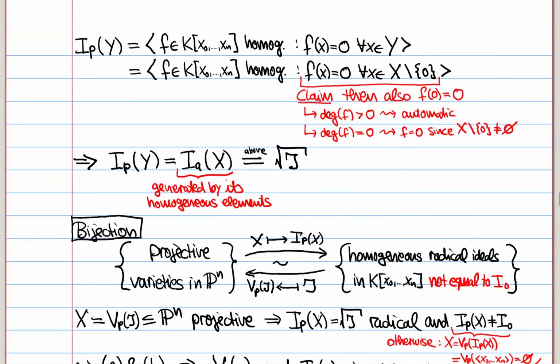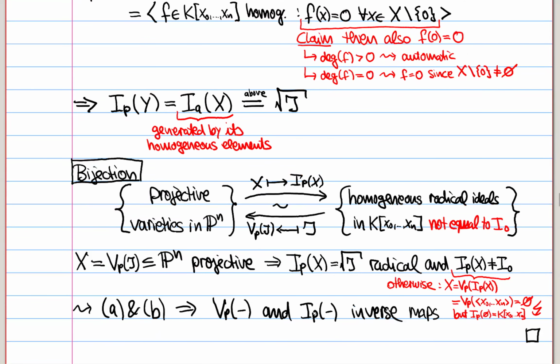And now it's just about the bijection. Why does the bijection work? Just recall, copied from above, this was the claim. First of all, we want to check that this is a well-defined map between these things. Clearly, if we start with a homogeneous radical ideal and take its vanishing locus, you get a projective variety. The opposite way, if X is a projective variety, so it is given by some VP of J, with J homogeneous, then IP of X is equal to the radical of J.